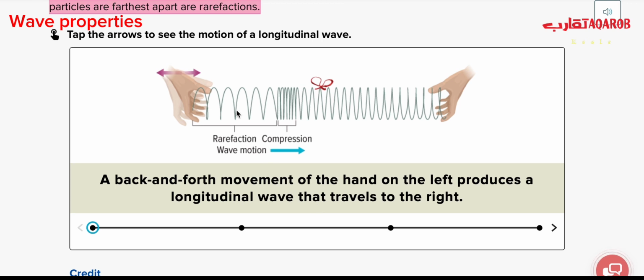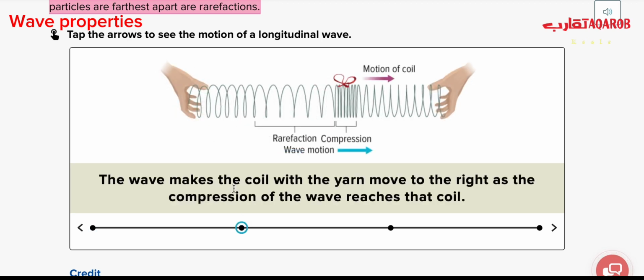So let's see, this is the first wave, which consists of rarefaction and compression. This wave makes the coil with the yarn move to the right as the compression of the wave reaches it. So how can we see how the wave is moving from one place to another? As you see, this compression was here, but now it's here. So this is the motion.